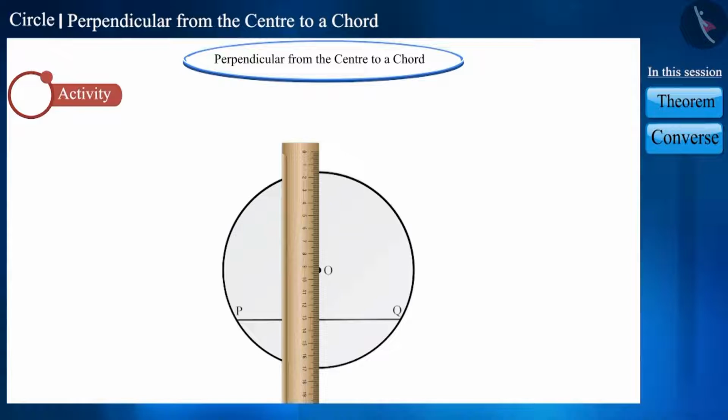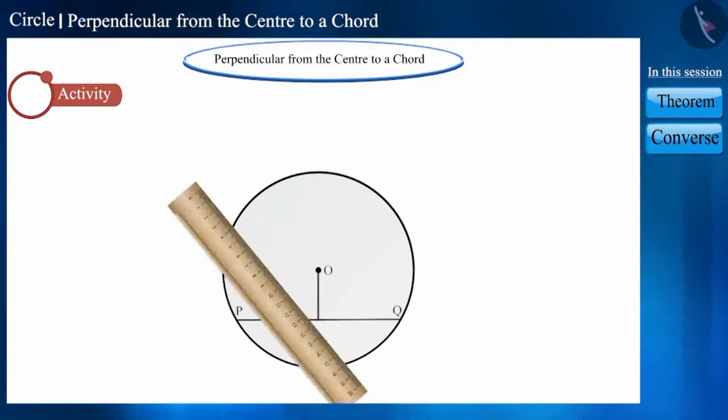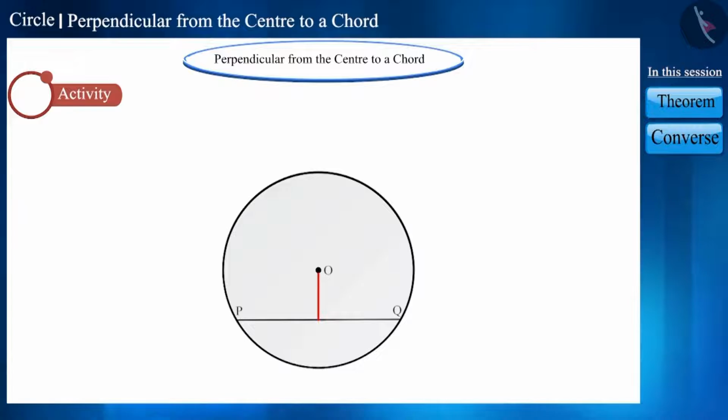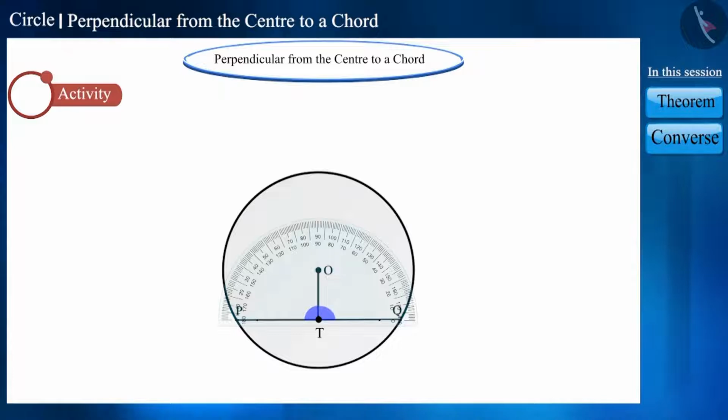From the center of the fold, draw a line on the chord. Let's call the point at which this line intersects chord PQ as point T. Now, with the help of a protractor, find the measurement of these angles. Friends, you can see that the measure of these angles is 90 degrees. That is, they are right angles.